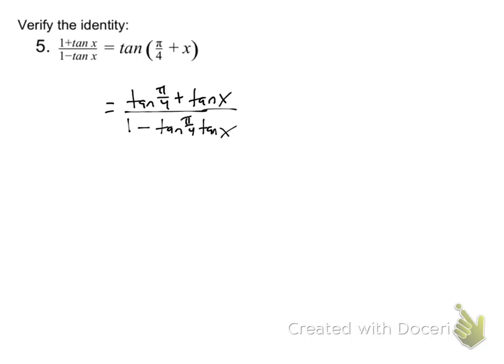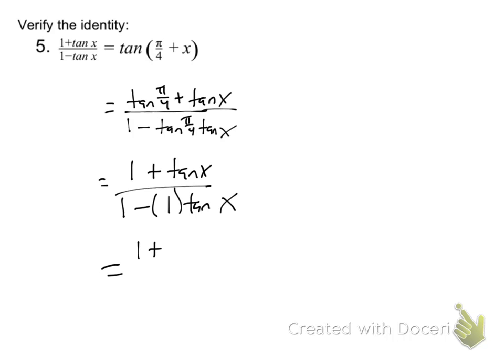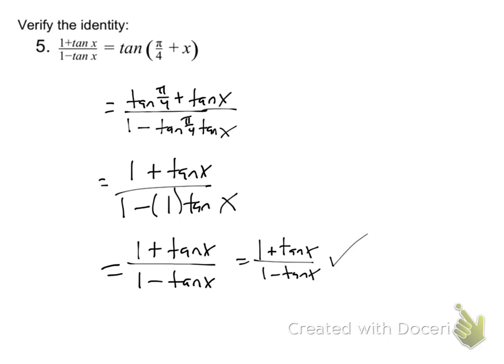So, hopefully everybody recognizes that's 1 plus tangent of x then. But that's 1 minus 1 times tangent of x. And what's 1 times tangent of x? Tangent of x. Oh wait, isn't that the same thing as what I was asking it to solve for? So we end up getting 1 plus tangent of x over 1 minus tangent of x. Check. Done.